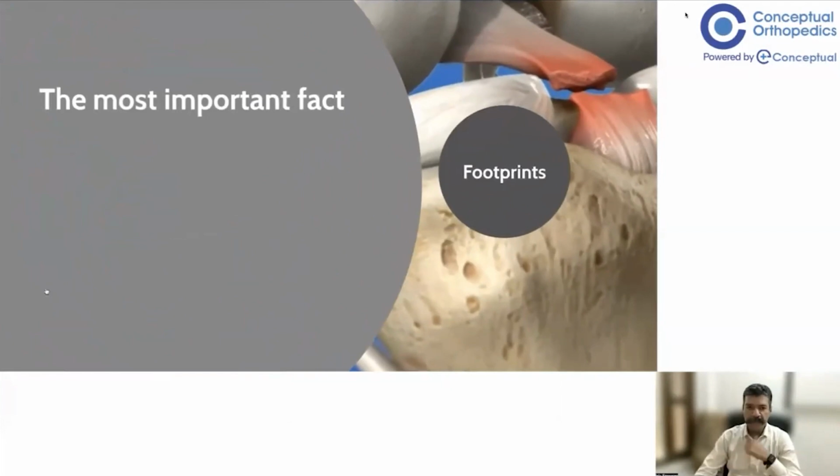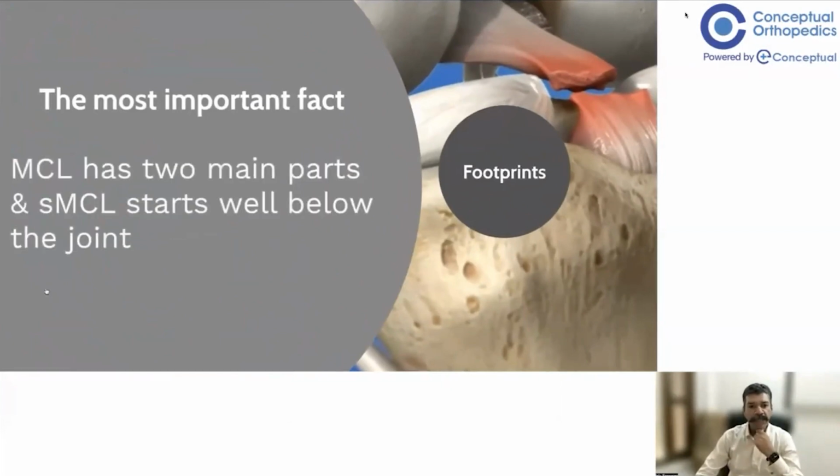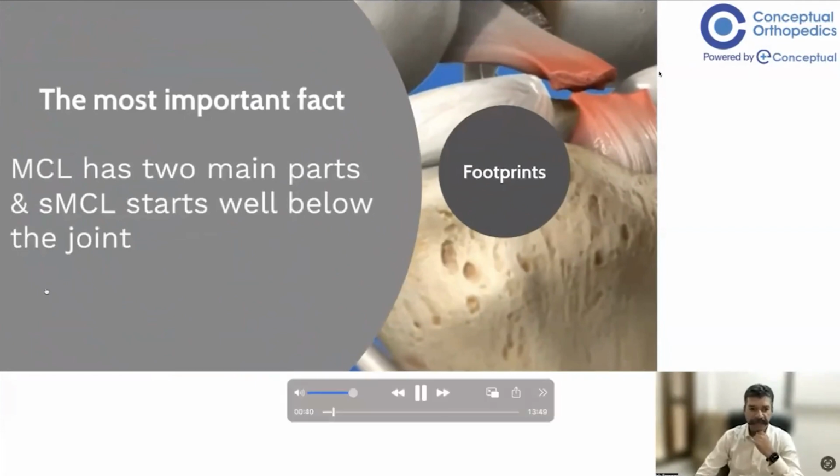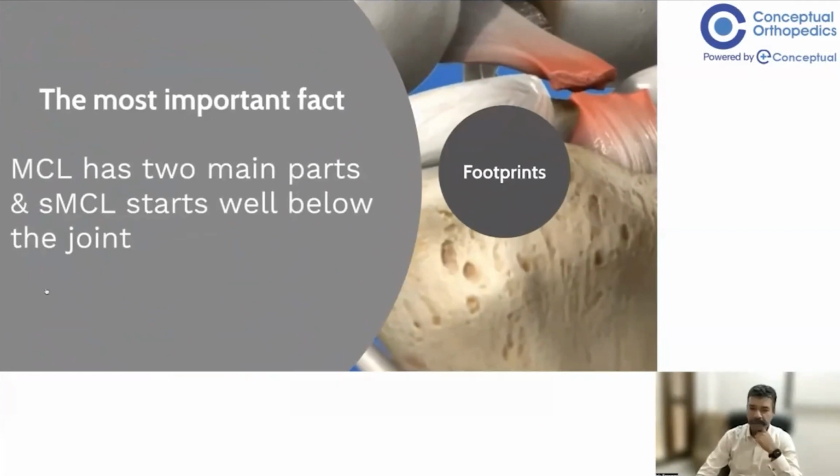Now, the most important thing that you need to know about the medial collateral is that it has two main parts, the superficial MCL and the deep MCL. And of course, there's a third part known as the posterior oblique ligament, which a lot of people consider to be a part of the posterior capsule. And that is the reason why I've not mentioned it separately.